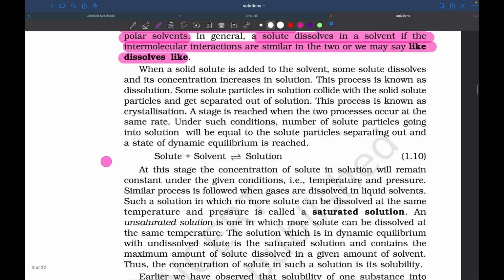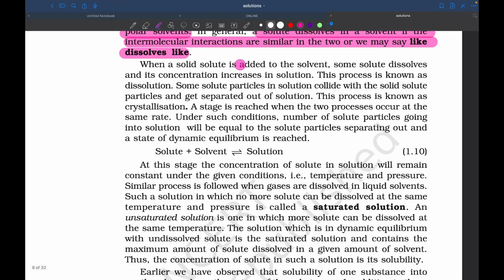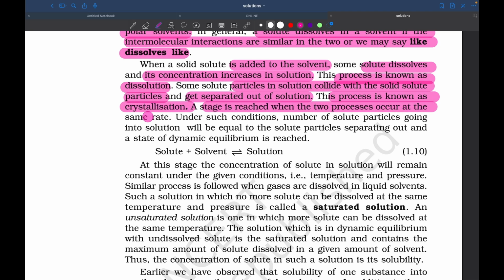Right? So this is simply the formation of a solution. When a solid solute is dissolved in a solvent, the solute dissolves and its concentration increases. This process is known as dissolution. Some solute particles in solution collide with the solid solute particles and get separated out of solution. This process is known as crystallization. A stage is reached where the two processes occur at the same rate. This condition is known as the equilibrium condition or dynamic equilibrium condition.